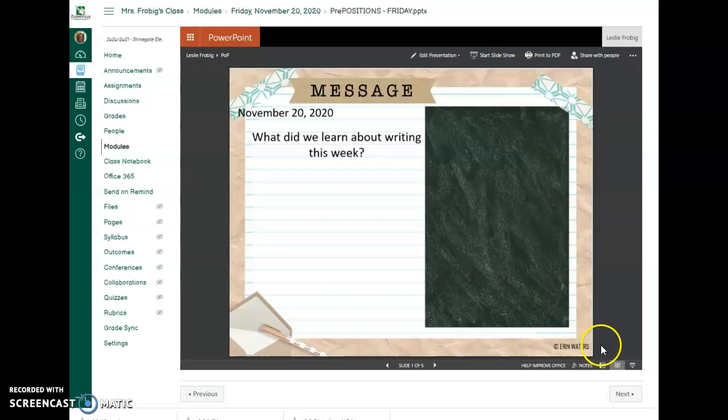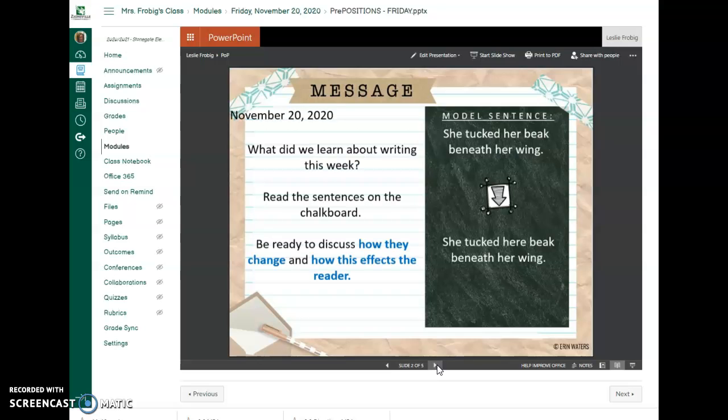Okay, we've talked about prepositions and how prepositions can be used to tell where, right? And it's a good way to elaborate your sentences, to add on to your sentences, with prepositions and their phrases. So what I've done is we've got the first model sentence here that we've used all week long. She tucked her beak beneath her wing.